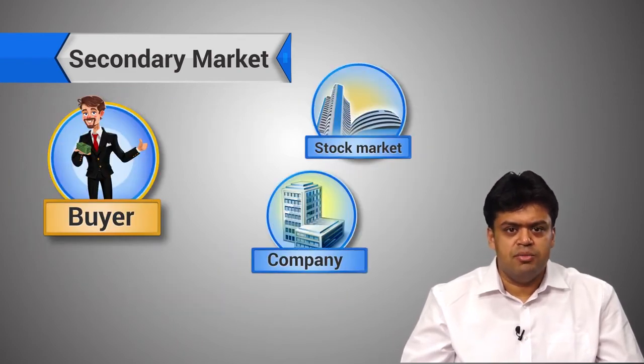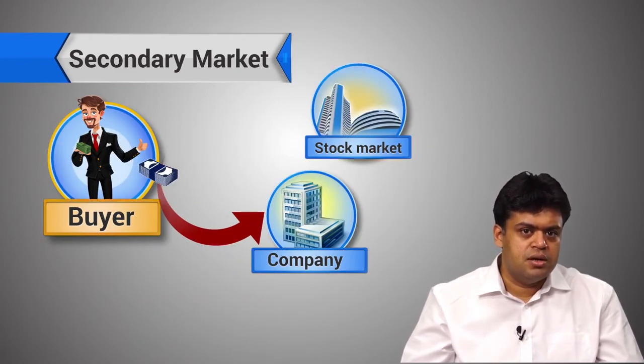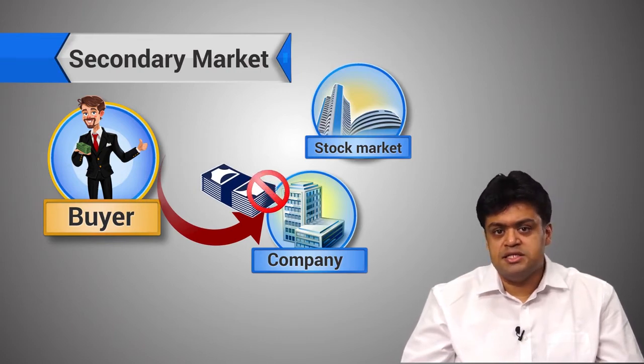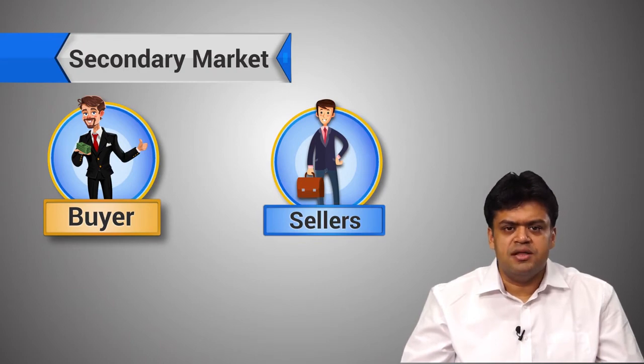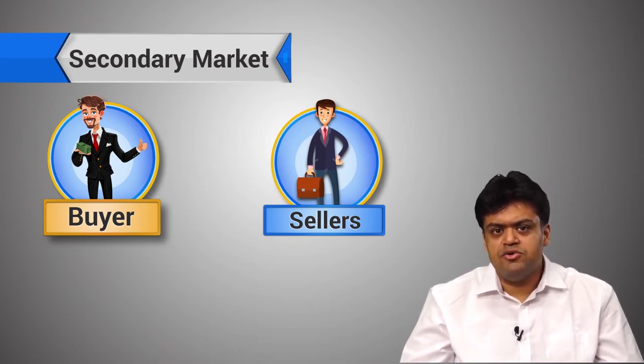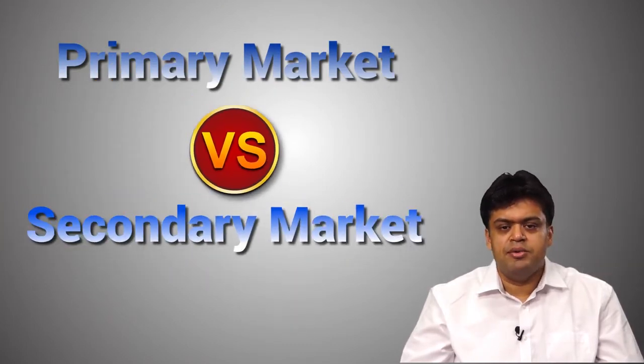Now, in case of secondary market, if I am purchasing the share, the money is not going to the company as it was in the case of an IPO. It is going to the investor who's selling the shares. The company has already raised the money during the IPO, so this is a key difference between primary and secondary markets.